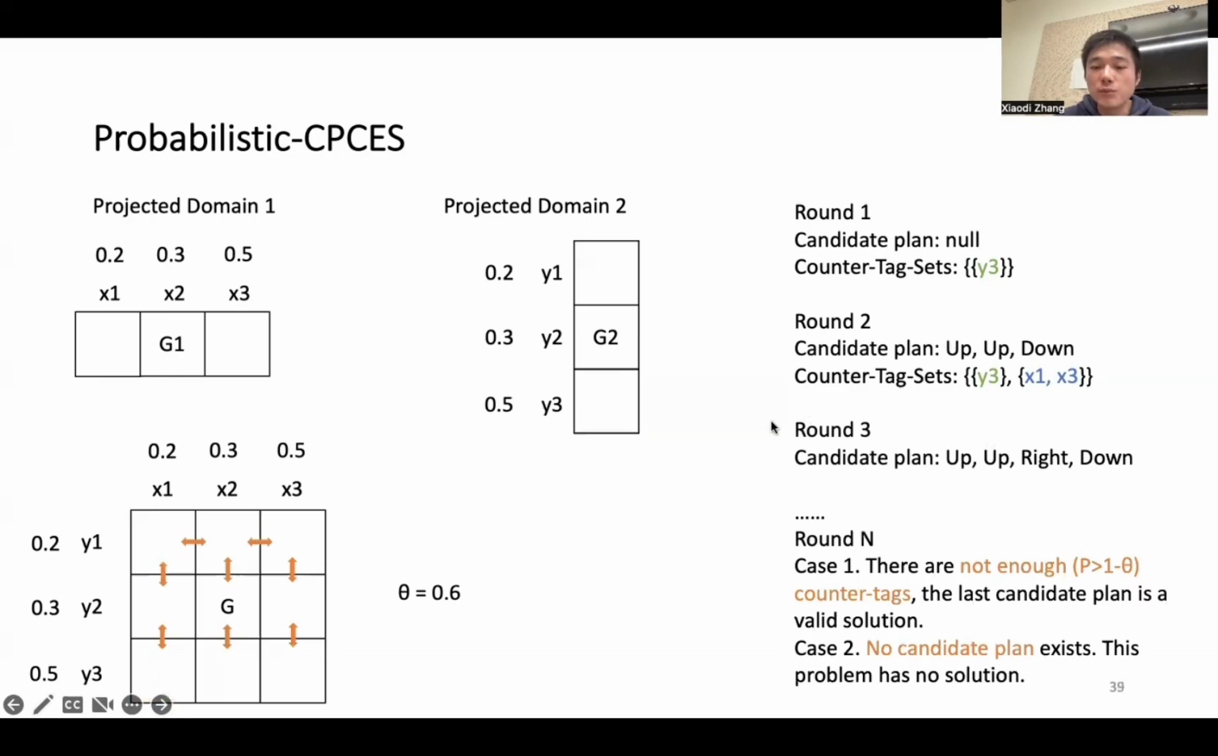After we do many, many rounds, we can meet two cases. The first case, there are not enough counter tags, which means the last candidate plan is a valid solution. The second case, no candidate plan can be found, which means this problem has no solution.